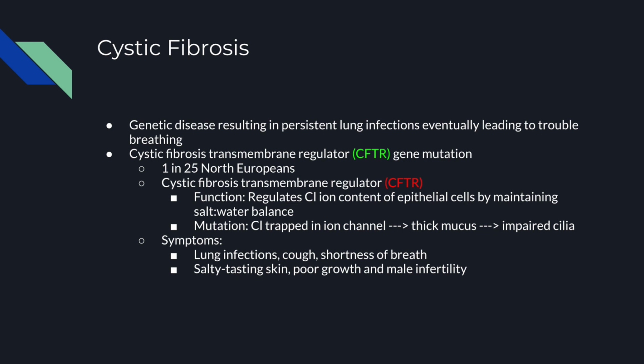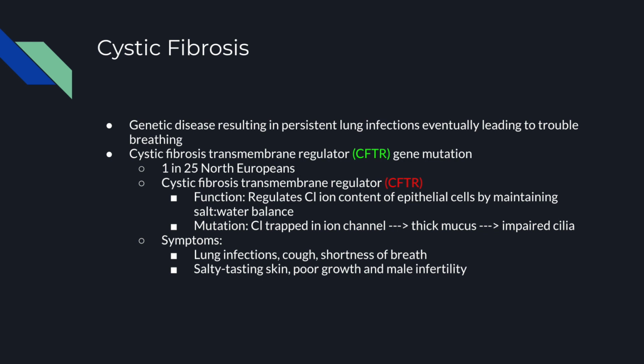CFTR proteins also regulate the chloride ion content of epithelial cells of multiple organs, such as the intestine, the pancreas, and the lungs. They do so by essentially maintaining an appropriate salt and water balance. When this protein is mutated, chloride, a component of salt, becomes trapped within the ion channel, which throws off the aforementioned salt-water balance. This causes the channel to malfunction, and mucus becomes thick and viscous.